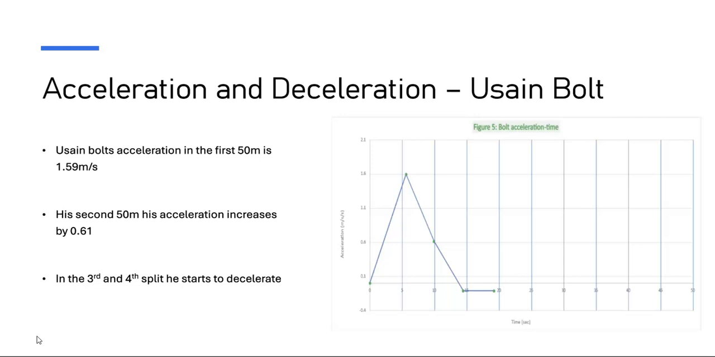The acceleration and deceleration of Usain Bolt. Usain Bolt's acceleration in the first 50 meters is 1.59 meters per second. This is his max acceleration over the 200 meters, as it is when he starts from 0 meters per second and wants to accelerate quickly to get his speed up. In his second 50 meters, his acceleration increases by 0.61 meters per second. This is because he has already accelerated a lot and is now slowly reaching his max velocity.